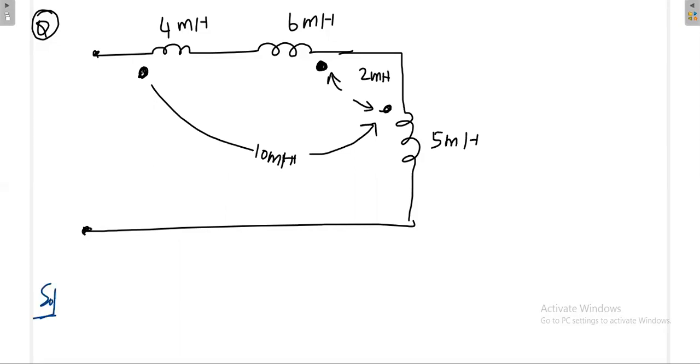L equivalent. First you write the absolute inductance value L1, that is 4 millihenry plus. Here a dot is there. Where is it going? It is going here. This is like the entering terminal. This dot is also the entering terminal for this inductance, because they have mentioned here, this is for this inductance. This is entering, this is also entering. That means this value is plus 10. So one thing is over.